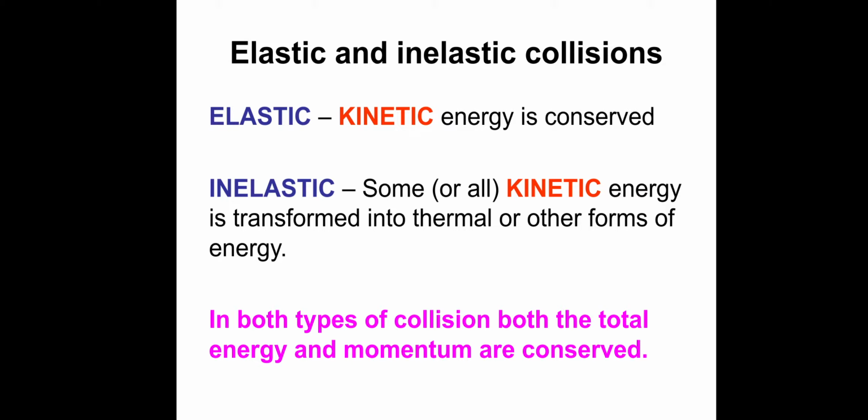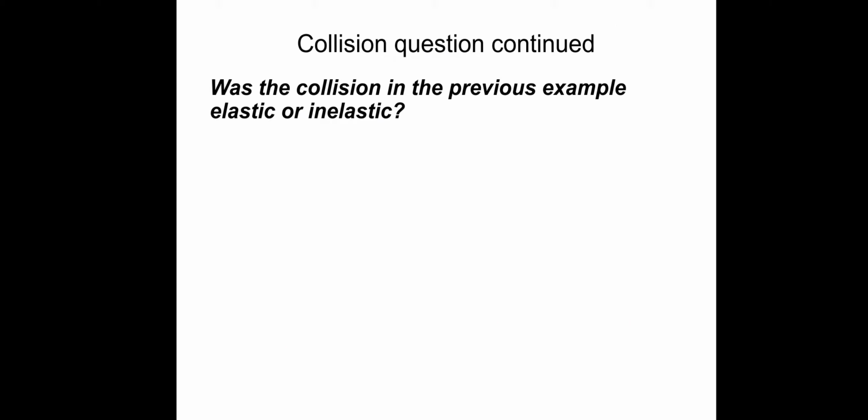So like I just said, in both types of collision, both the total energy and momentum are conserved. So for the previous question, what I want to know is, was the collision elastic or inelastic? I'm going to go back to the question in a moment, and what you need to do is apply the kinetic energy equation, half mv squared, and figure out whether the collision was elastic or inelastic.